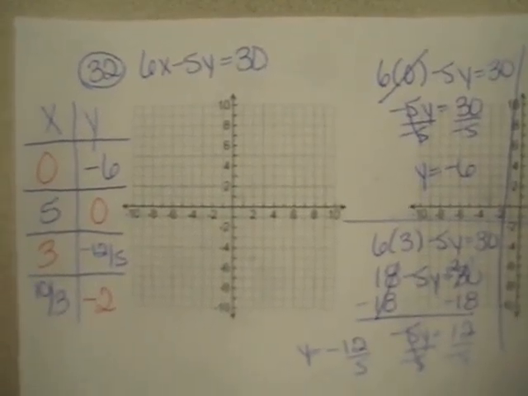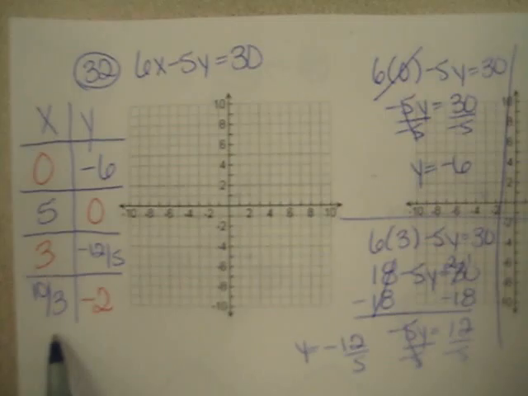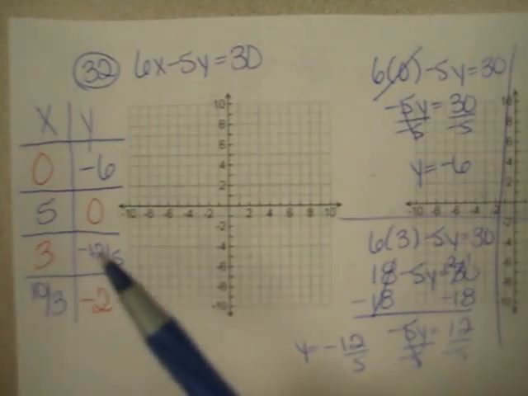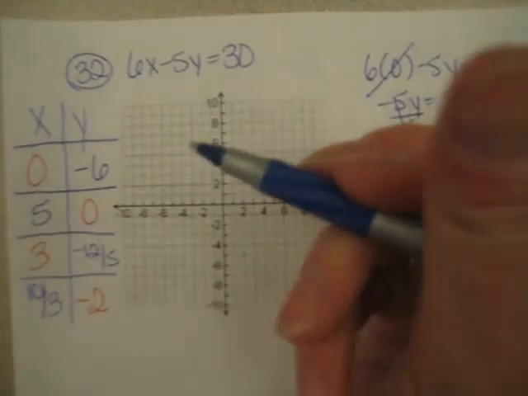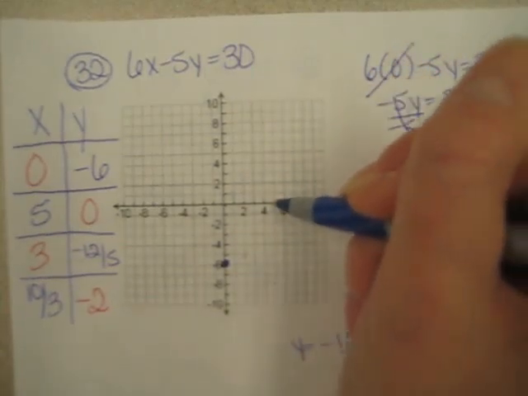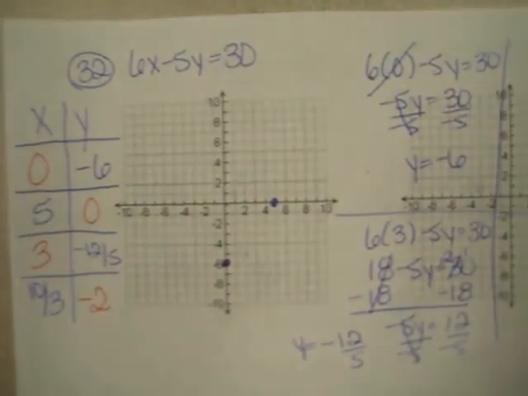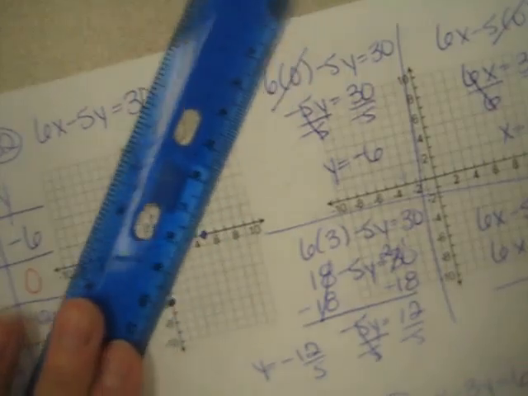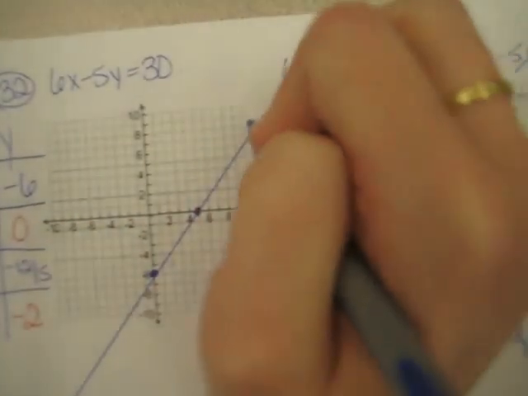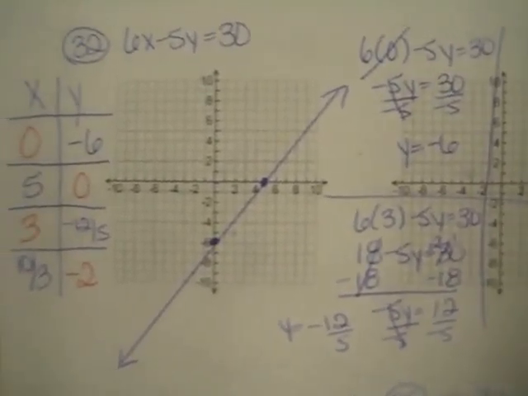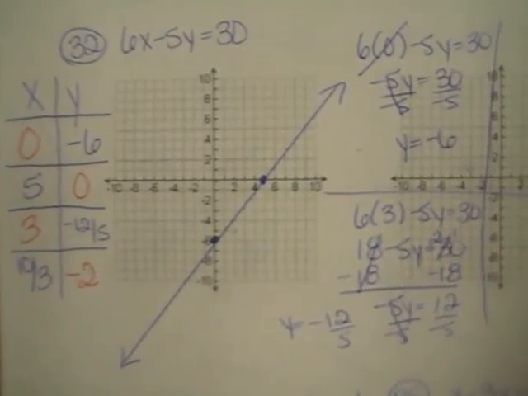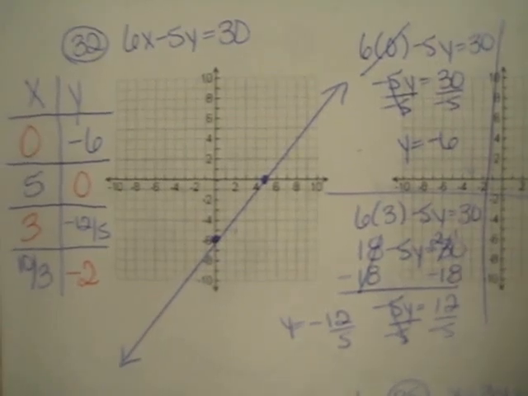Just like with the previous question, I am not going to plot the parts of my xy table that have fractions. I'm only going to plot the whole numbers. So here I'm only going to plot the first two coordinate points. I have x is 0, y equals negative 6. And then I have x is 5, y equals 0. And then I take my straight edge and I connect the points. So there we have the graph for number 32. I showed my work, I inputted everything into the xy table, and then I plotted the points that I could. Always plot the whole numbers, not the fractions.